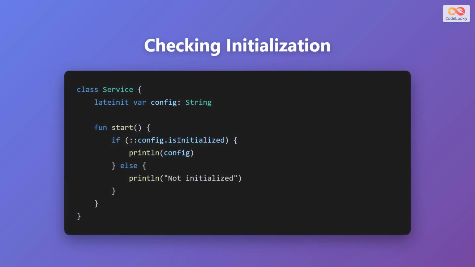Sometimes you need to check whether a lateinit property has been initialized before accessing it. Kotlin provides a special syntax for this using the double colon operator followed by the property name and .isInitialized. In this service class example, the start function checks if config has been initialized using this syntax. If it has, the function prints the config value. Otherwise, it prints a message saying it's not initialized. This is particularly useful when dealing with optional initialization scenarios, or when you want to avoid exceptions in certain code paths.